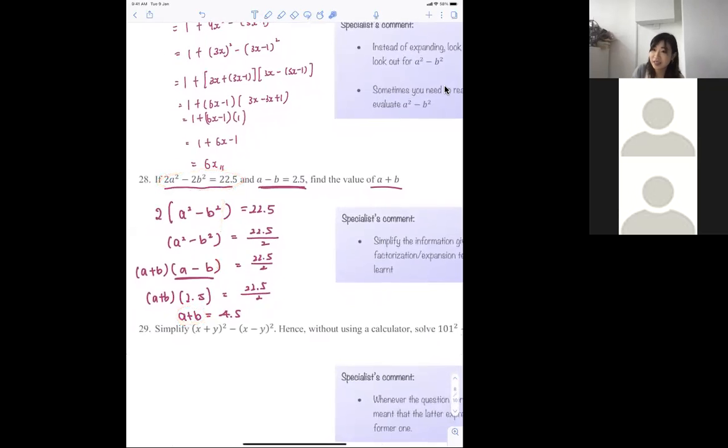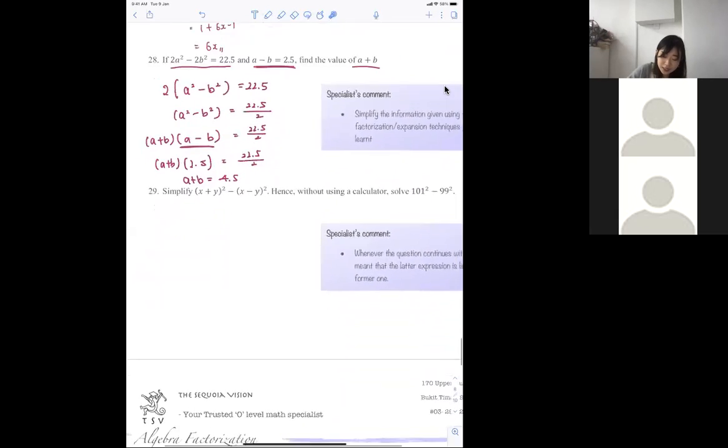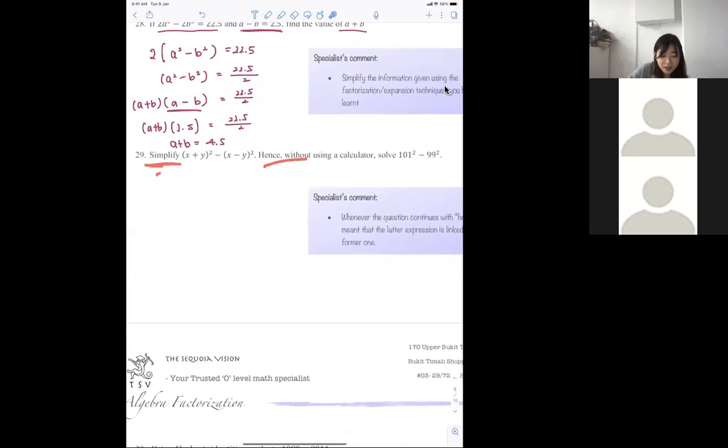Ready for the next one? Okay, so the next one, okay? First they say simplify, then they say hence. So slowly first, remember what I simplify. Simplify means I want to break all of the bracket. Okay, same thing, you can expand this, and then try to simplify, or you can spot your a square minus b square. Okay, a square minus b square.